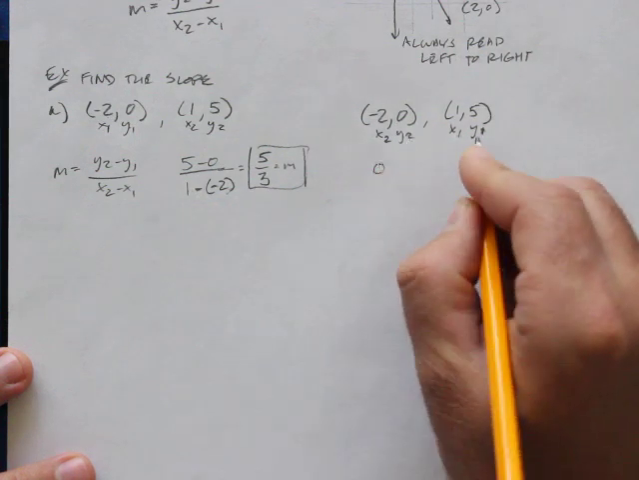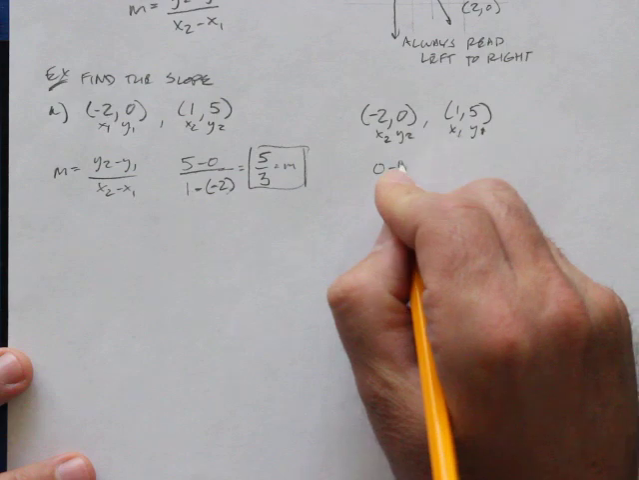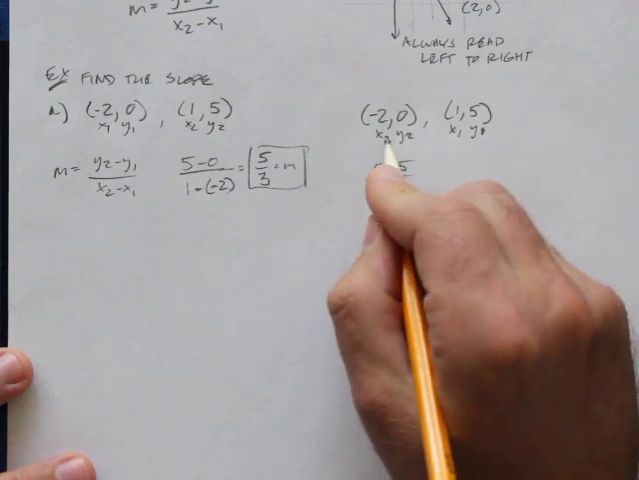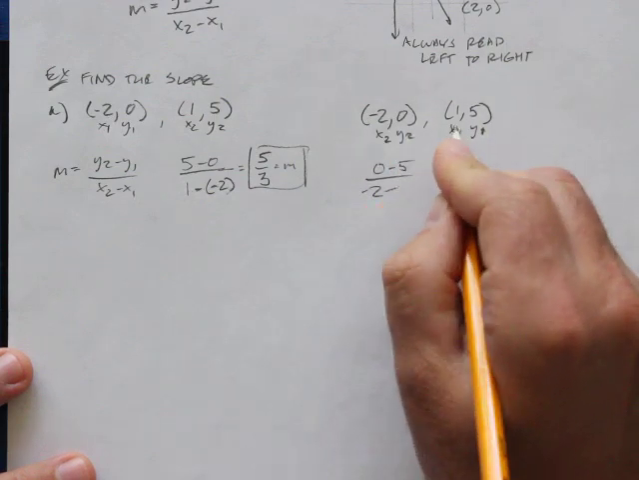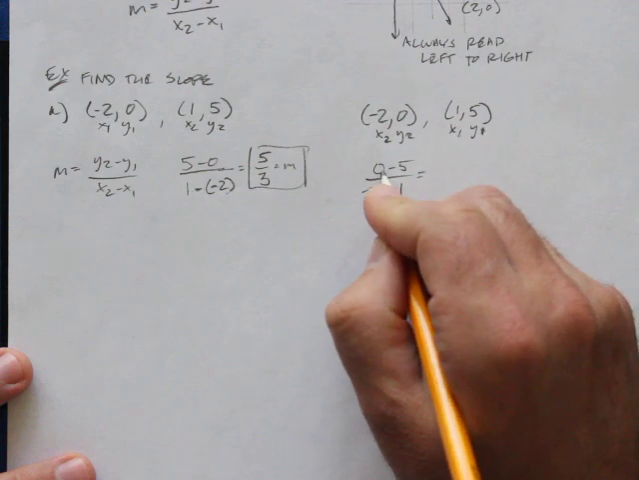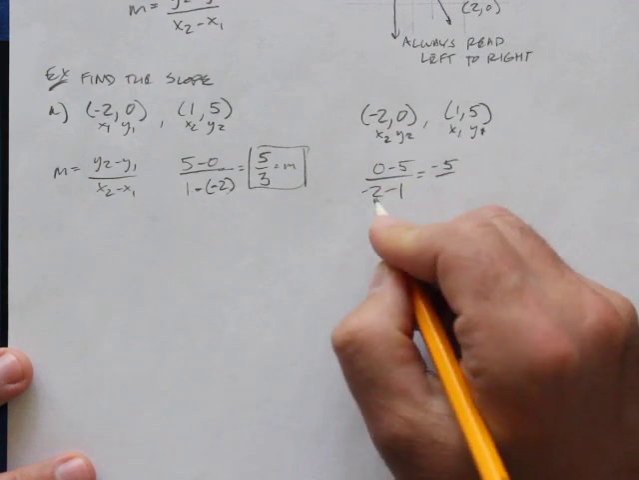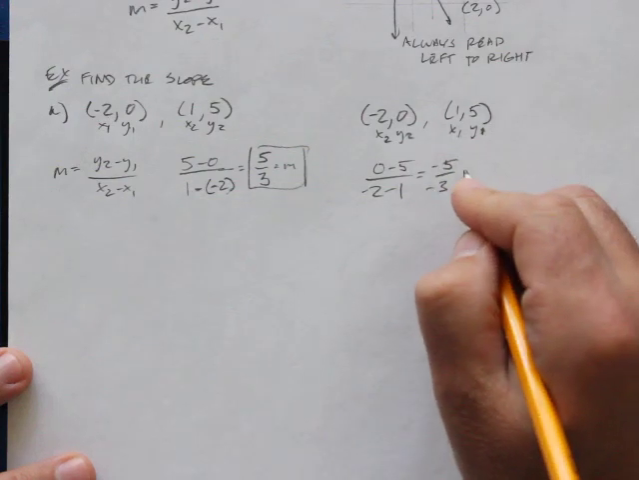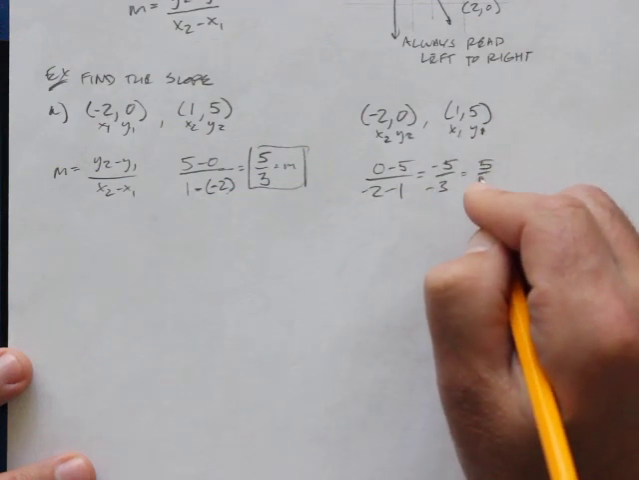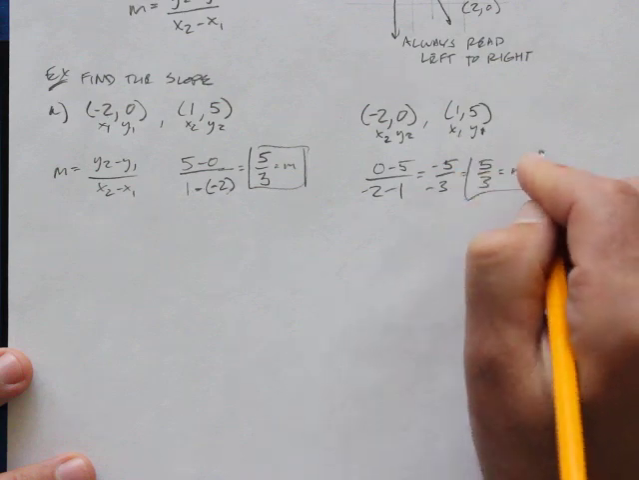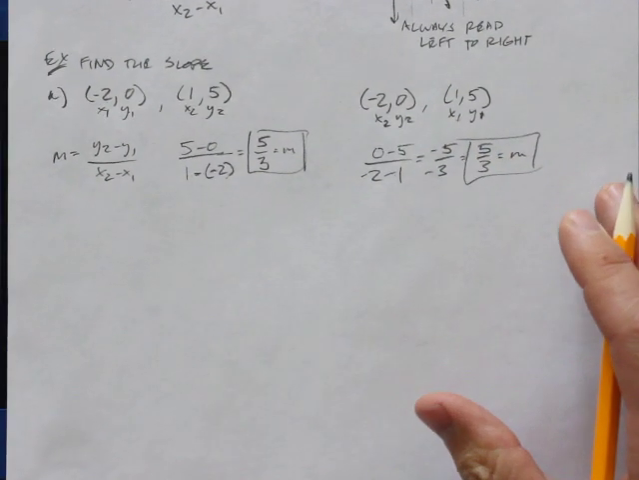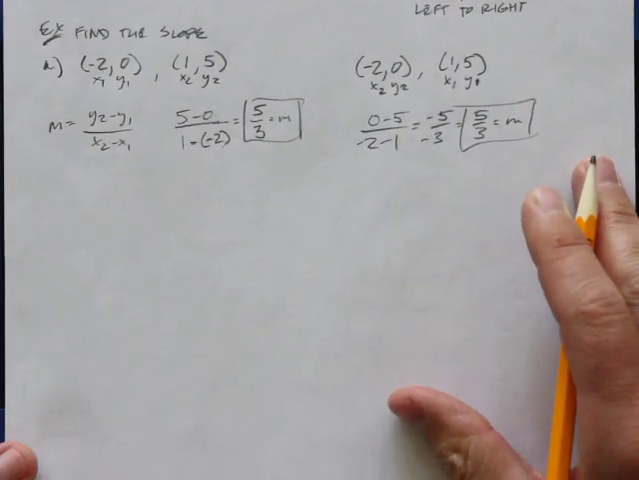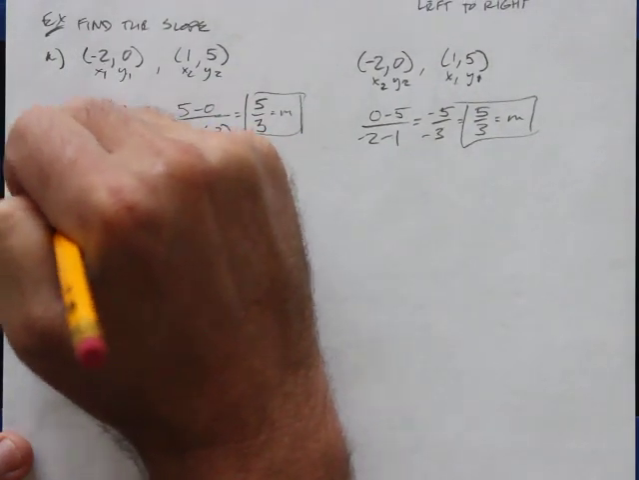Y2 is 0, y1 is 5, over x2, which is -2, minus x1, which is 1. Now I've got 0 minus 5, which is -5. -2 minus 1 is -3. Negative divided by a negative is a positive, so I have 5 over 3 equals m. Dun, dun, dun. Let's move on.